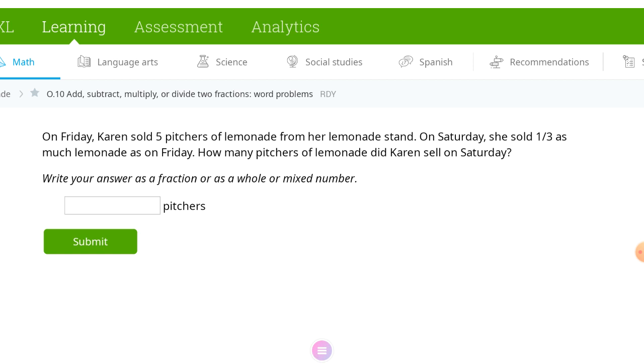So, on Friday, Karen sold 5 pitchers of lemonade from her lemonade stand. On Saturday, she sold 1/3 as much lemonade as on Friday. How many pitchers of lemonade did Karen sell on Saturday? Who thinks they know what math problem we're doing here? Nolan? 5 minus 1/3. Nope. That's why we're doing these, because we just don't have experience with them. Jude?